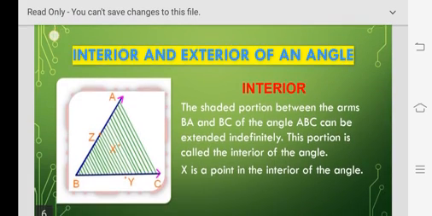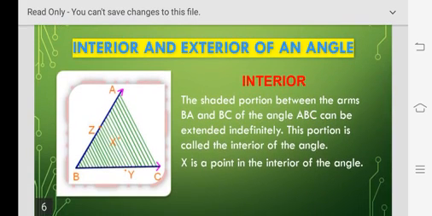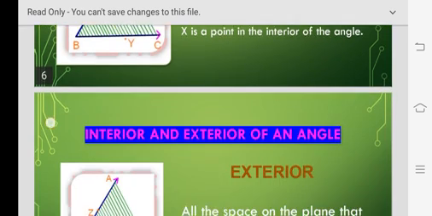Interior and exterior of an angle. You are familiar with interior and exterior terms. Interior means inside, exterior means outside. The shaded portion between the arms BA and BC of the angle ABC, because this portion is lying between the two rays, is called the interior of the angle. X is a point which is lying in the interior of the angle.